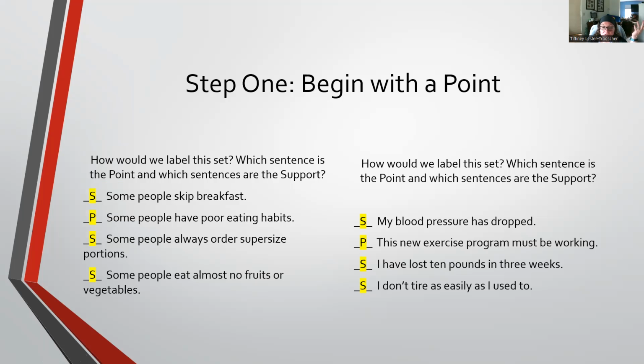Also, some people always order supersized portions. And finally, some people eat almost no fruits or vegetables. I mean, obviously, that's a paragraph with no supporting examples, just a point and 3 main ideas. But you can see how this would be the point and how the other 3 sentences are the supporting ideas for that main point.